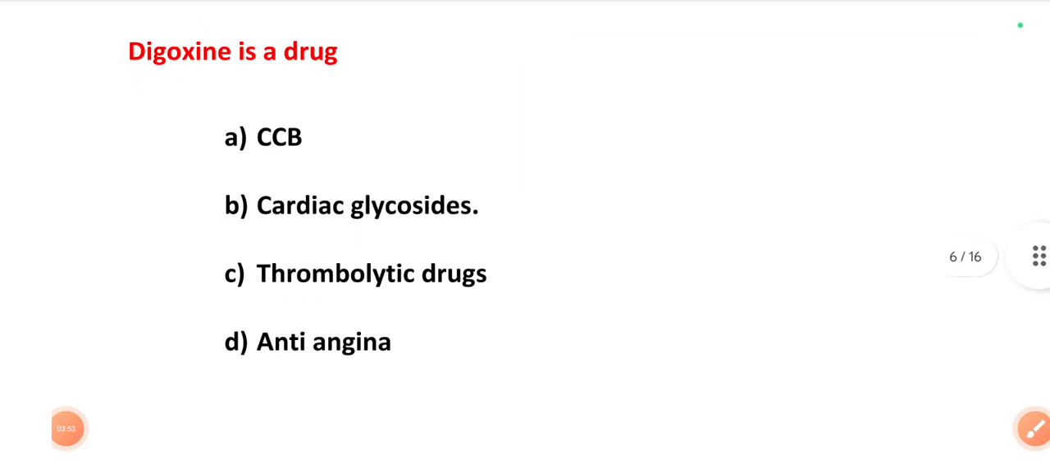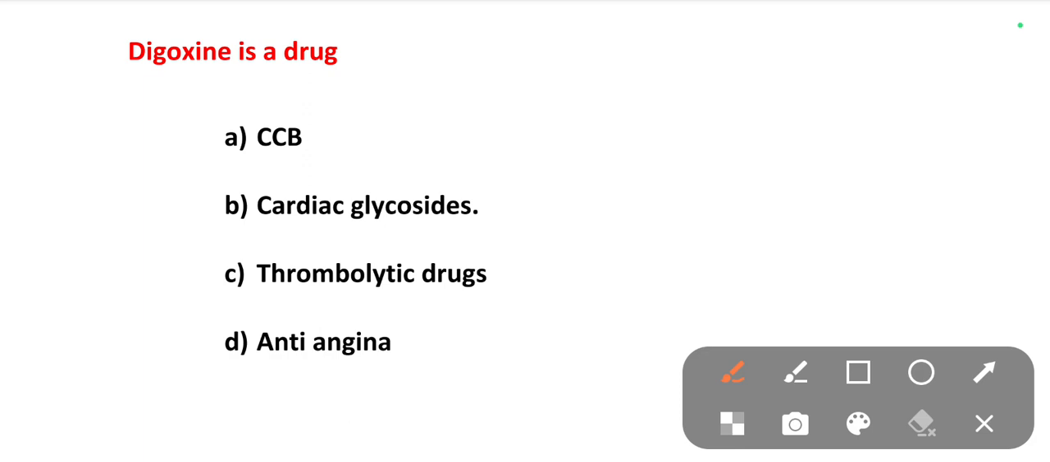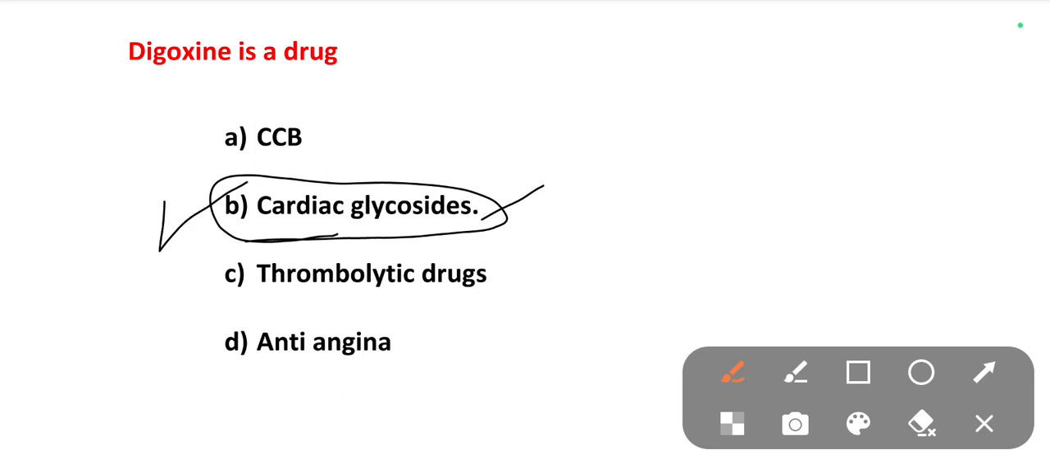The next one is: digoxin is a drug. What is the digoxin drug? Options are CCB, calcium channel blockers, cardiac glycosides, thrombolytic drugs, anti-angina drugs. The right one is option B, cardiac glycosides. Cardiac glycosides work on the heart to improve the heart beating, to pump the blood to the body. So digoxin comes under the cardiac glycosides.